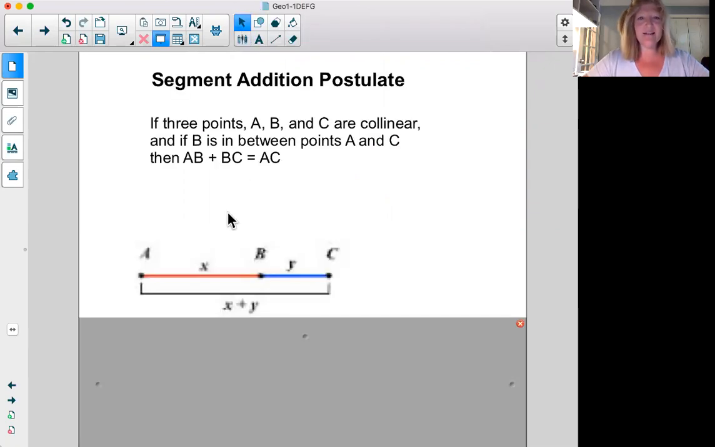And what is the segment addition postulate? So if you have 3 points and they're all collinear, meaning they're on the same line, and B is in between A and C, if that's your setup, 3 collinear points with B in between A and C, then you can always say that AB plus BC will equal AC. In other words, part plus part equals the whole.